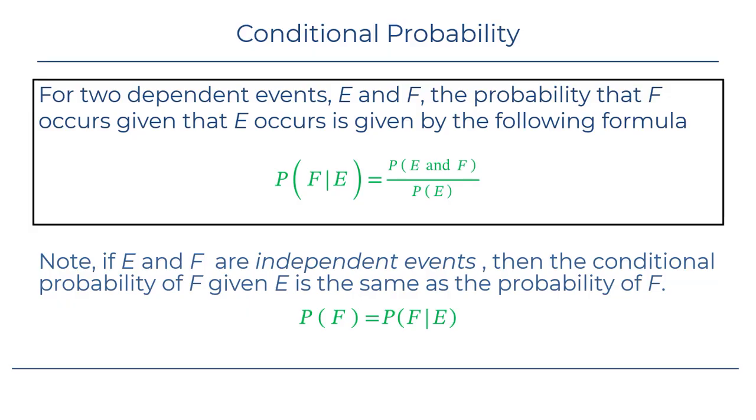Now, we've already discussed conditional probability, or the probability of F given E. This is another way to compute that probability. So to compute that conditional probability, you can take the probability of E and F occurring and divide it by the probability of E. Note that if E and F are independent events, then the conditional probability of F given E is the same as the probability of F.